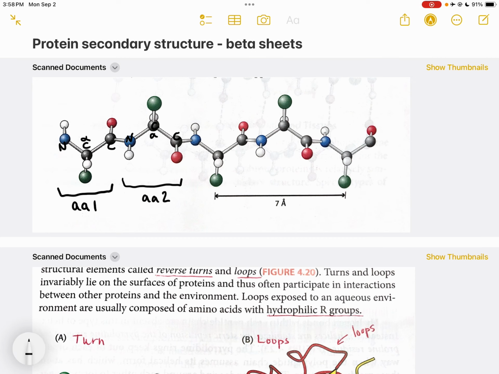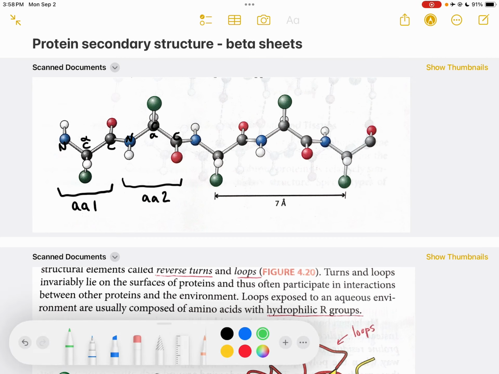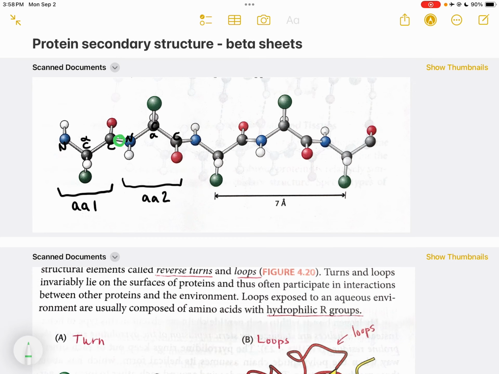Where are the peptide bonds? Let's do it in green. So we've got NCC and we've got NCC. So the peptide bond is right here. And remember, these four atoms are all in a plane because of the double bond character of the peptide bond.